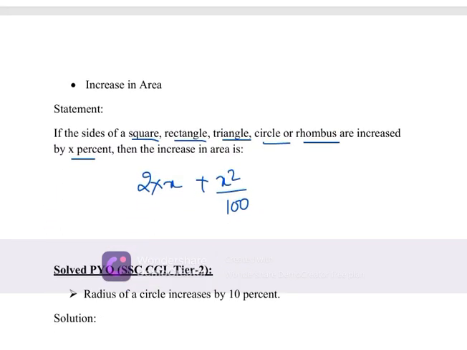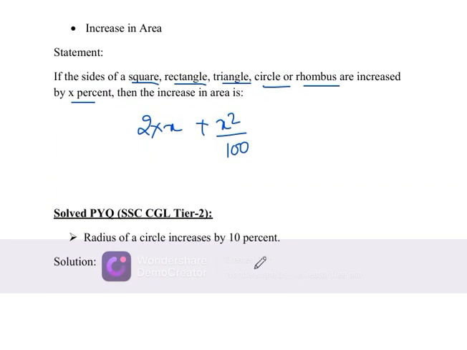So let's see a question based on this. It's based on a circle where the radius is increased by 10%. So 10% is the value of x here. Simply double it, 2 into 10, 20, plus x square upon 100. x is 10, so 10 square by 100, which means 1. So 20 plus 1 will give you the value 21. That means the area of the circle will be increased by 21%. It's a very simple formula, easy to remember also. This will help you a lot to save time in exams.